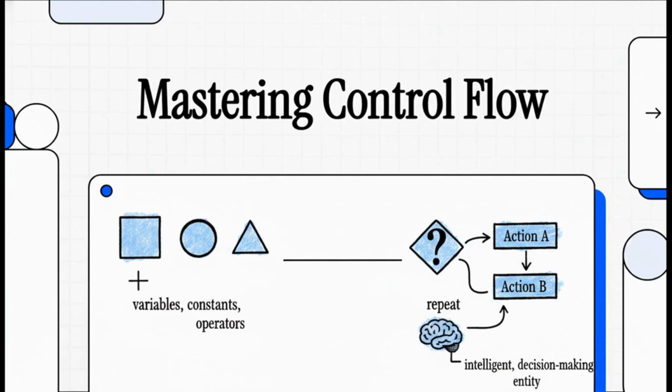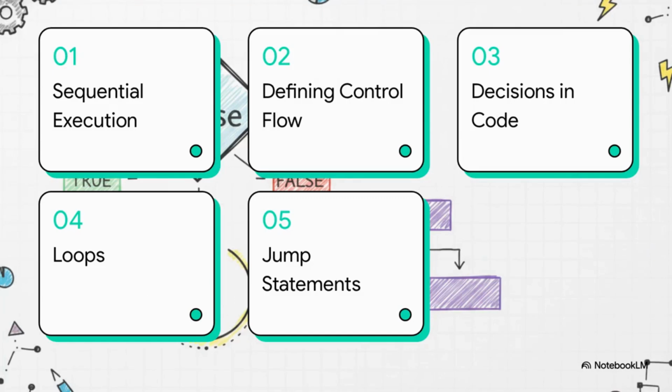But today we step into the realm of dynamic, smart logic, where your code actually transforms from a boring, static list of commands into this intelligent decision-making entity. Here's a quick look at our agenda for today. First up, beyond sequential execution, then defining control flow, making decisions in code, repeating tasks with loops, and finally, jump statements. Let's get right to it.